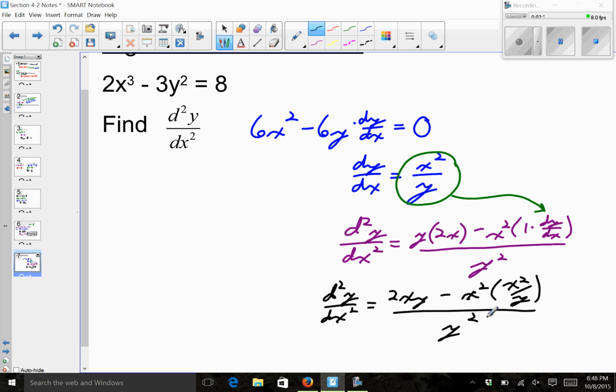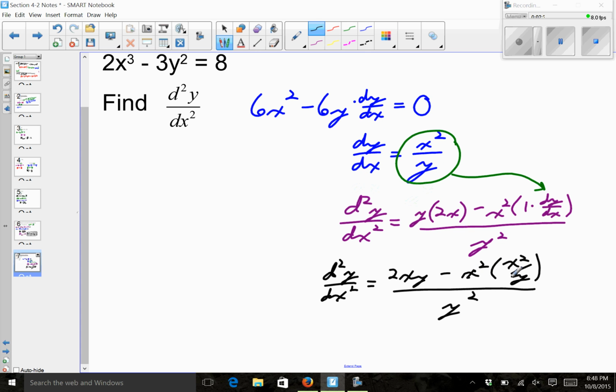And if this were multiple choice, this would get simplified some. We would get the common denominator and turn our whole numerator into one fraction and then divide that by y squared, which if we did that would give me 2xy squared minus x to the fourth all over y cubed.